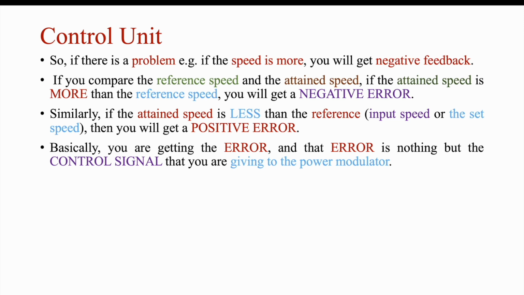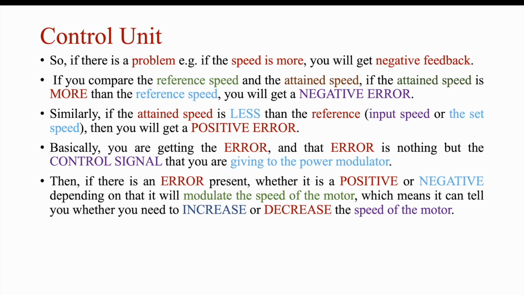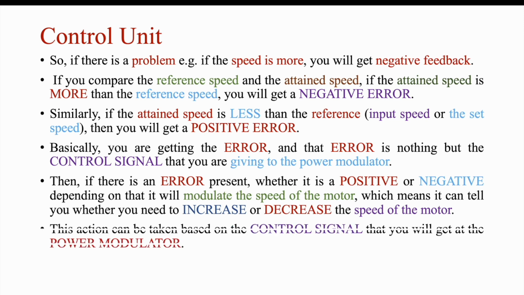Basically, you are getting the error, and that error is nothing but the control signal that you give to the power modulator. If there is an error present, whether positive or negative, depending on that it will modulate the speed of the motor, which means it can tell you whether you need to increase or decrease the speed of the motor. So this action can be taken based on the control signal that you get at the power modulator.